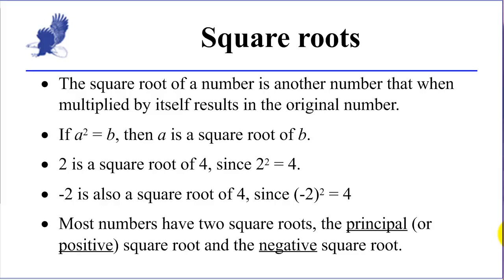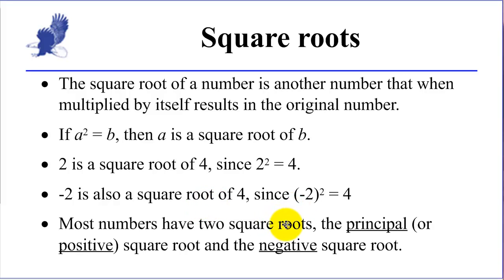When we take the square root of a number, we're looking for a number that if you multiply it by itself, it gives the original number. Another way of saying that is if a squared, or a times a, equals b, then a is the square root of b. So 2 would be the square root of 4 because 2 times 2 is 4. But also negative 2 is the square root of 4 because negative 2 times negative 2 is also 4.